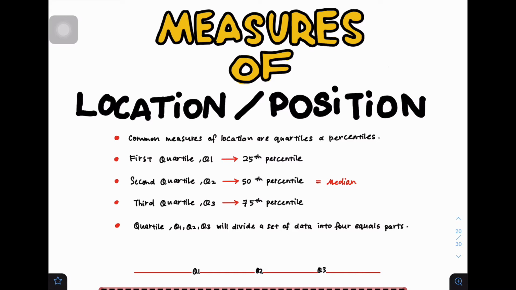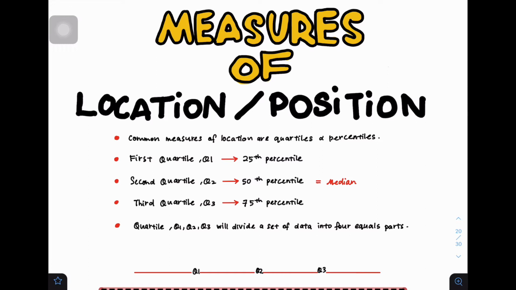So, measures of location and position ni are the common measures of location. Okay, the common measures of location adalah quartiles and percentiles. Tapi percentiles and quartiles ni, they both are related to each other, berkaitan. Okay, so first quartile ataupun simbol dia Q1 adalah 25th percentile. Second quartile adalah 50th percentile. And the third quartile is the 75th percentile.